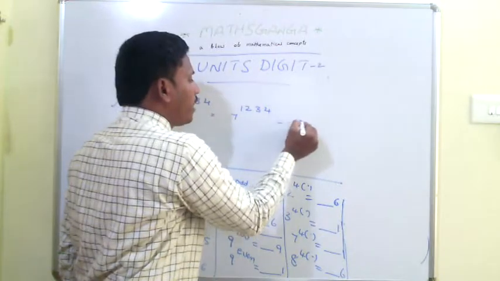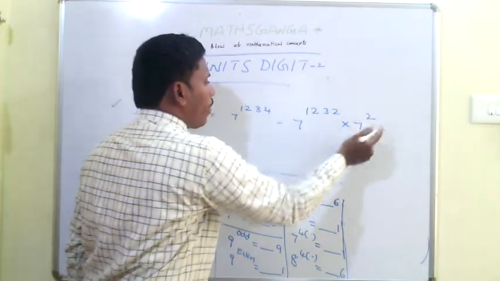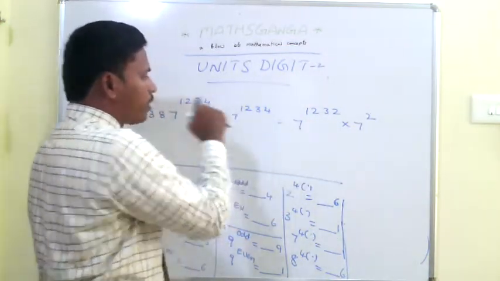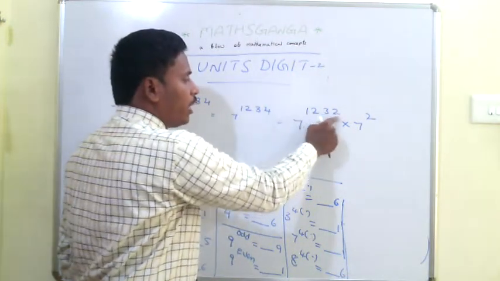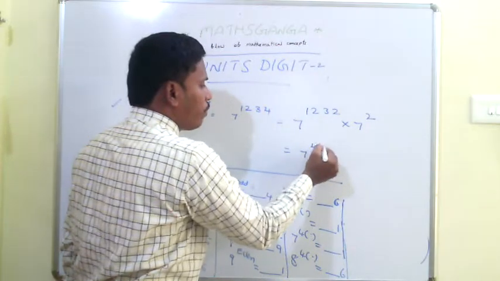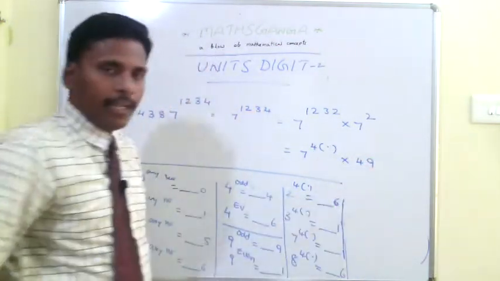32 is a 4 multiple. So I will split it like 7 power 1, 2, 3, 2 into 7 square. Both are the same base. Since the bases are equal, just add the powers, that equals 7 power 1, 2, 3, 4. Right. So this 7 power 1, 2, 3, 2, 32 is a 4 multiple. So this number is a 4 multiple. So this is 7 power 4 multiple into 7 square, which is nothing but 49.